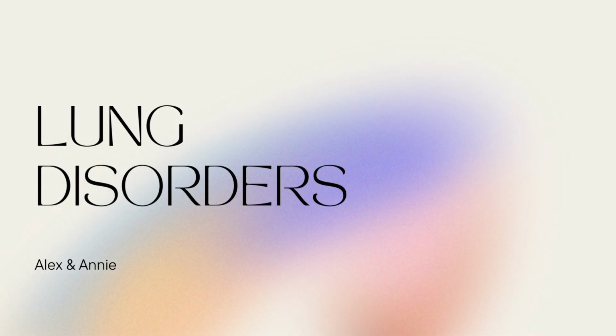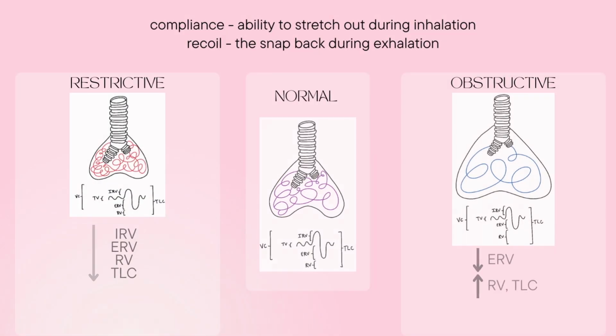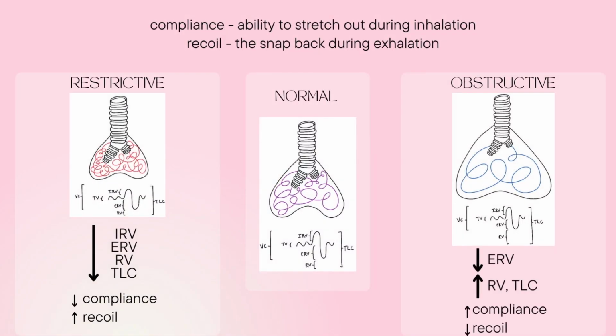Today on Journey to 600, we're talking about lung disorders, specifically restrictive versus obstructive lung disorders. So first, when talking about lung disorders, you have to understand the definitions of compliance, recoil, and what the normal lung volumes are. In these pictures, the colors represent the lung tissue, and we're going to talk about the compliance and recoil.